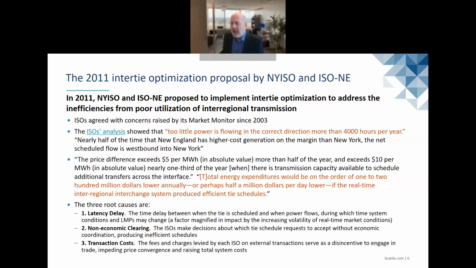They identified three main causes of the poor utilization of the intertie. One is just the latency delay, that the time delay between when the intertie has to be scheduled through bilateral trades and when the power actually flows is just too long, and market conditions change within the hour or two, particularly now as we add more intermittent resources. There's also just non-economic clearing, that the ISOs just don't make decisions about the efficiency of the tie schedules. Those are just bilateral schedules. And we also have transaction costs, even though those transaction costs did not apply to New England and New York, because New England and New York have actually de-pancaked their seam.